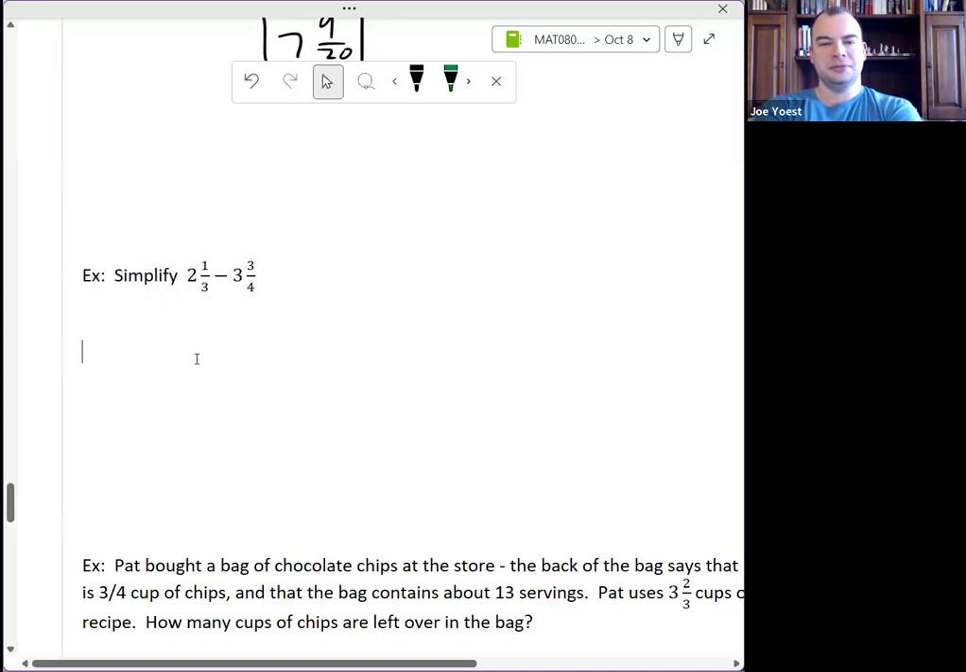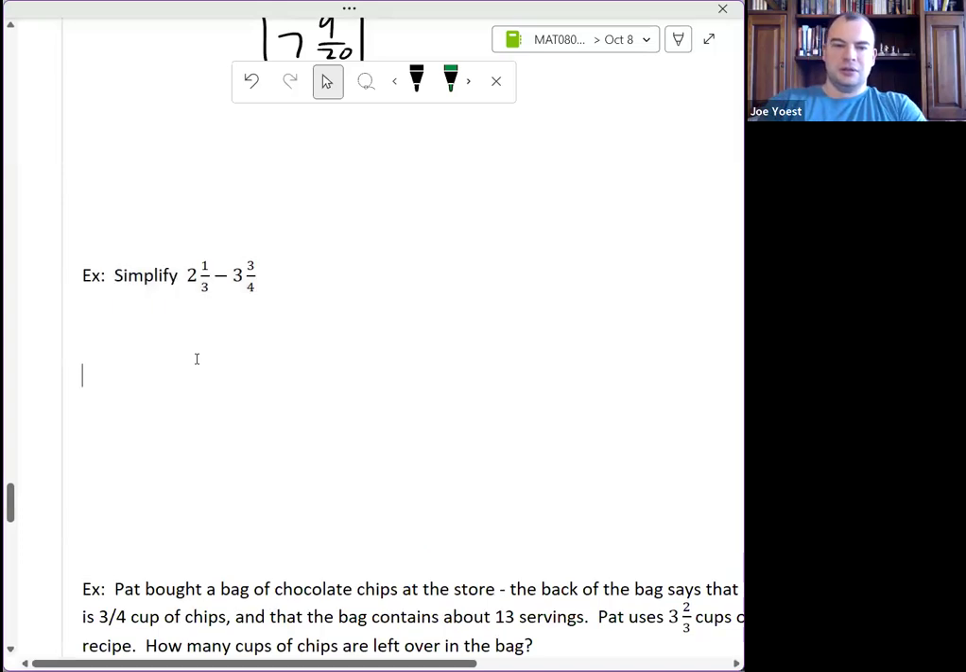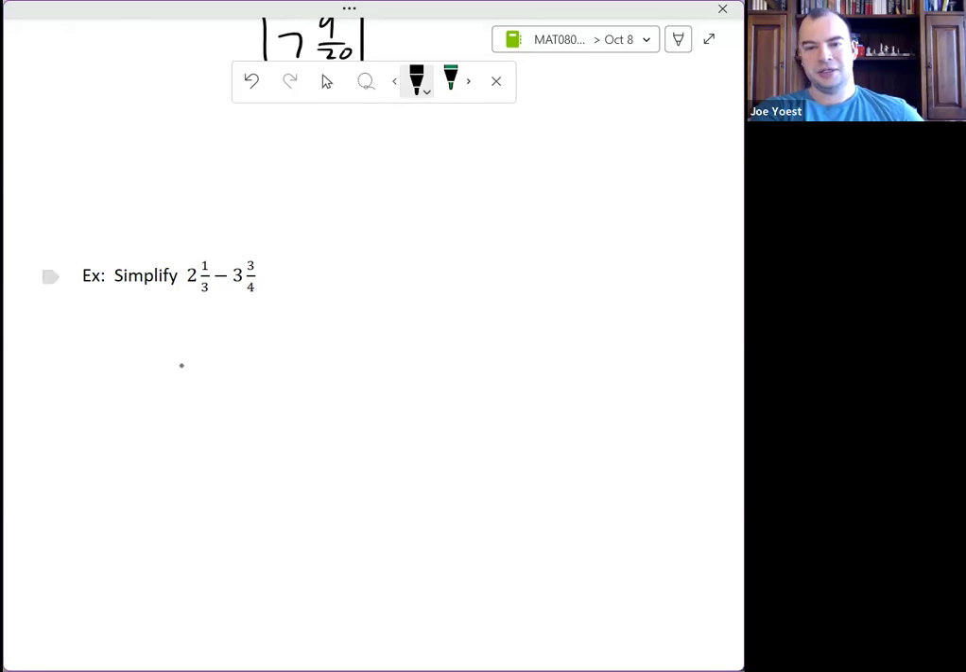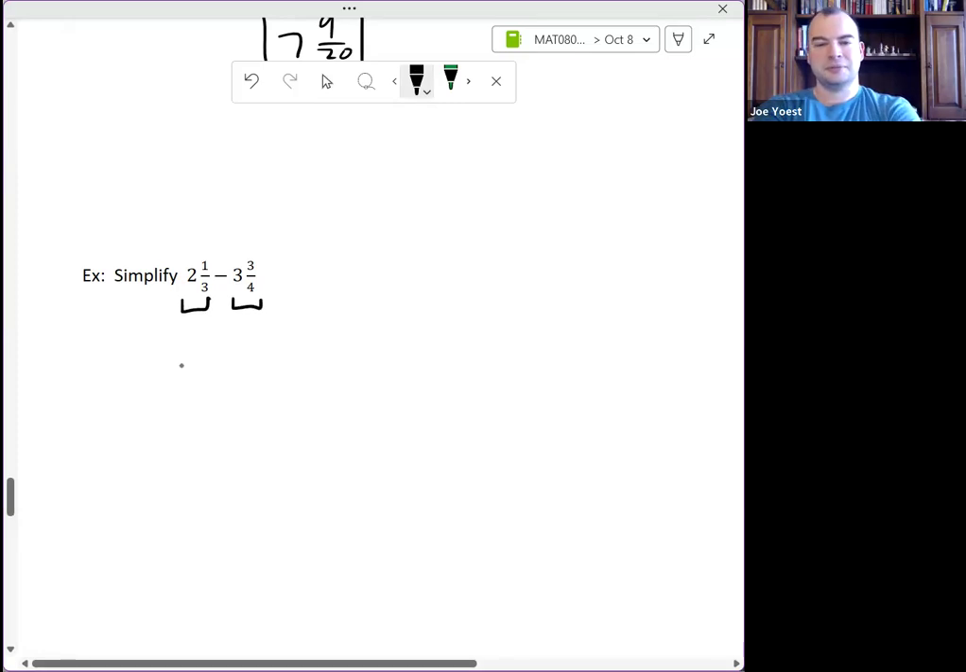Okay, one more example. Let's look at this one. Let's simplify 2 and 1/3 minus 3 and 3/4. I do have a subtraction problem here. I'm subtracting two positive numbers. So let me check and ask, is the thing I'm subtracting from bigger than the thing I'm subtracting?